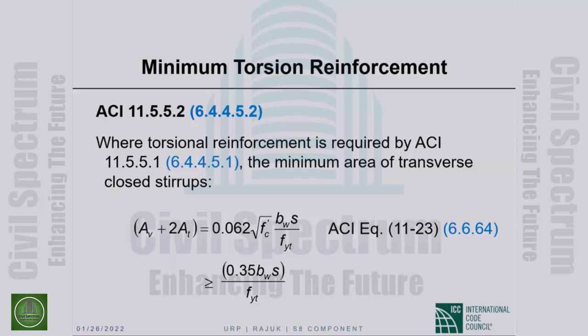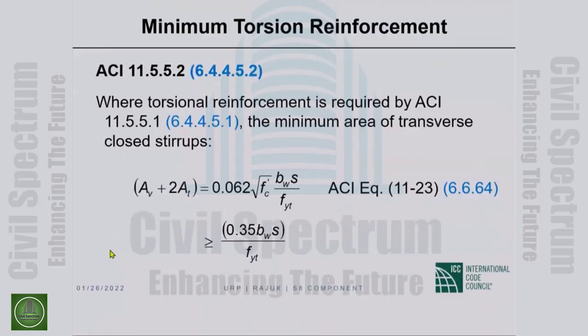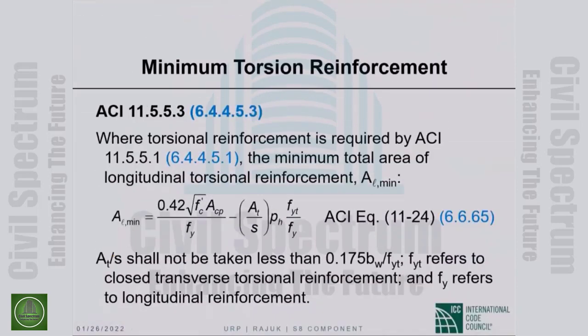So torsion is in the walls of the thin tube, and so you get 1 leg on the left wall, 1 leg on the right wall. A sub B, on the other hand, is whatever you have. So the minimum applies on this. If you can get hold of ACI 318 commentary, it will be beneficial to read that. Where torsional reinforcement is required by ACI, the minimum total area now of the longitudinal torsional reinforcement is given by this expression.